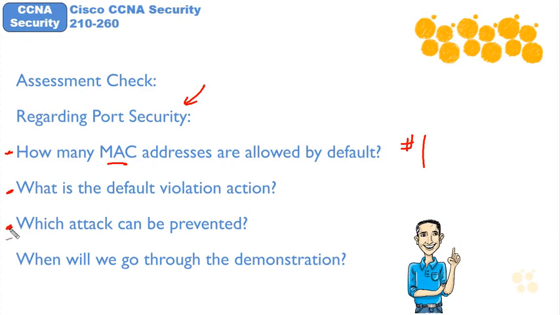Question number 3, which attack can be prevented if we implement port security? And the attack that we mentioned in this nugget is a CAM table overflow attack that we can mitigate and reduce the risk of that happening by implementing port security. And then question number 4, when will we go through the demonstration for implementing port security? And that, my friend, is in the very next nugget.